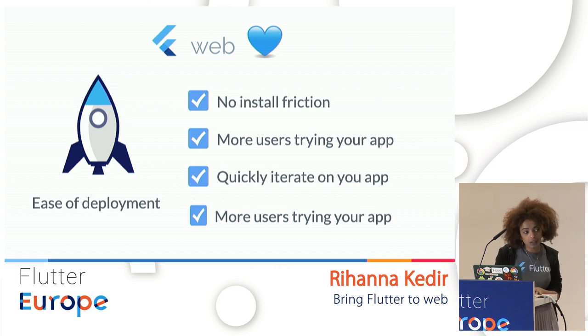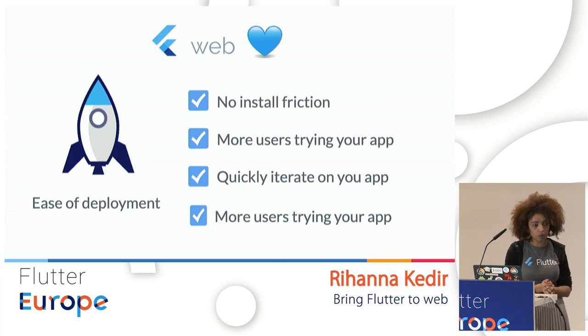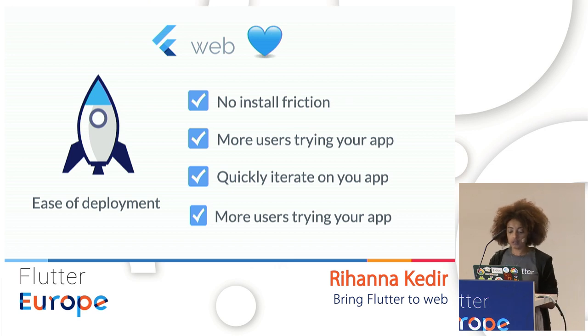But one of the coolest things of web is the easy deployment. We have no install friction, so we have more users trying your app. We can quickly iterate on our app, and Flutter for web makes that possible. And the web is a great way for delivering a quick interaction cycle to improve our products and to show our applications.